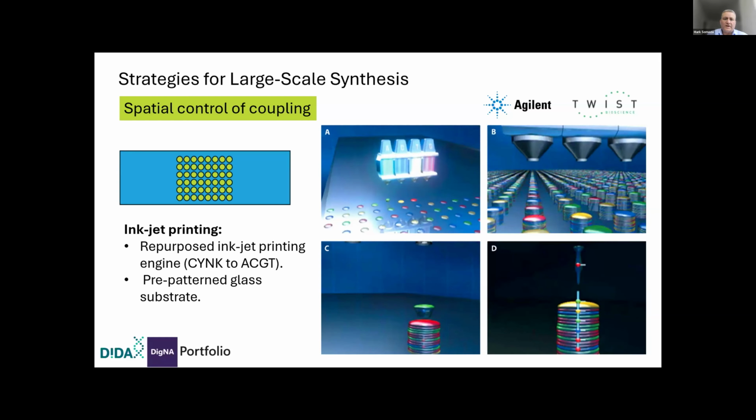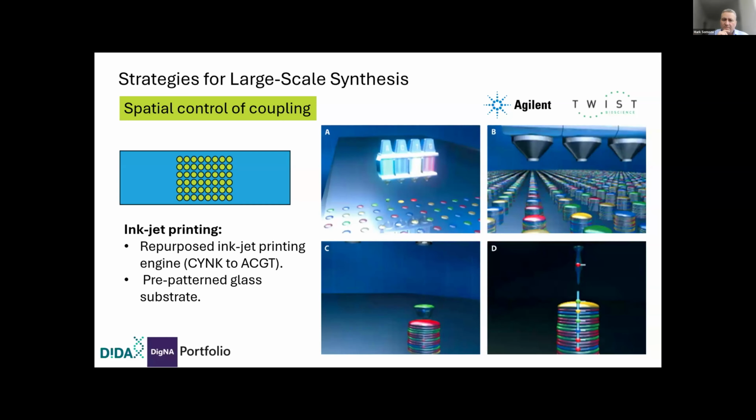So essentially, both Agilent and Twist use commercial inkjet printer engines, I think made by Canon, that take the existing inks. I'm sure other modifications are necessary as well, but you replace the 4 inks plus black with ACGT phosphoramidites, and then you just print on the surface.